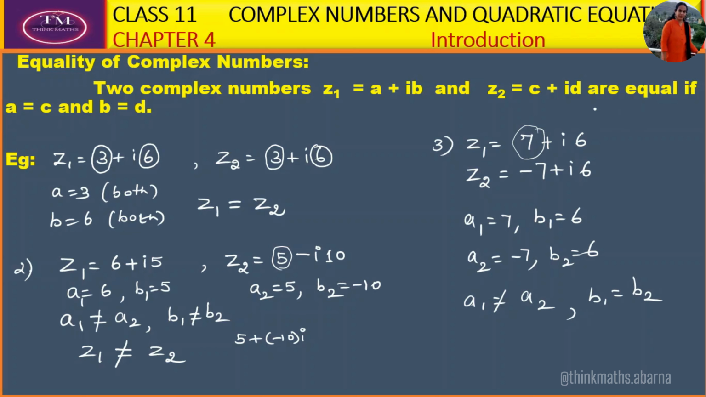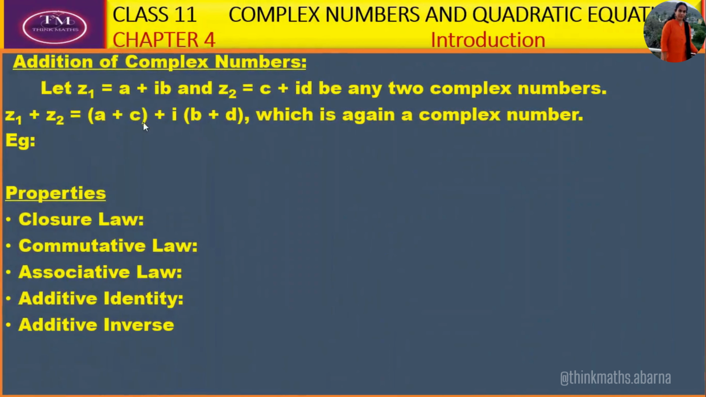What is the definition? They are equal if real parts A and C are equal and imaginary parts B and D are equal. Even though here the imaginary part is equal, the real part is not equal. So these two complex numbers are not equal. Clear, children? Only if both the real part and imaginary part are the same can we say the two complex numbers are equal. Clear, children? So moving on to the next concept.